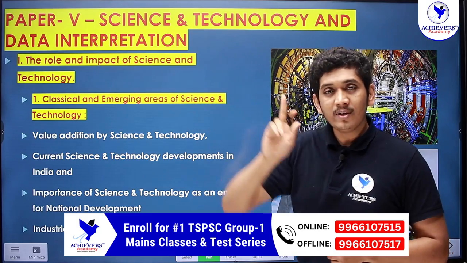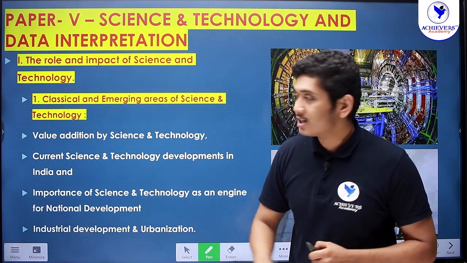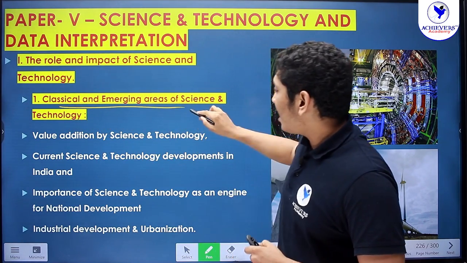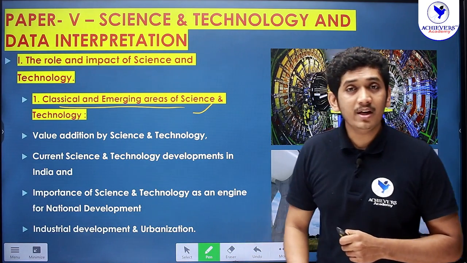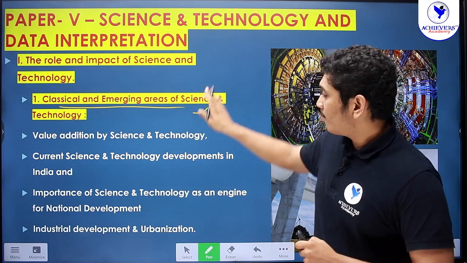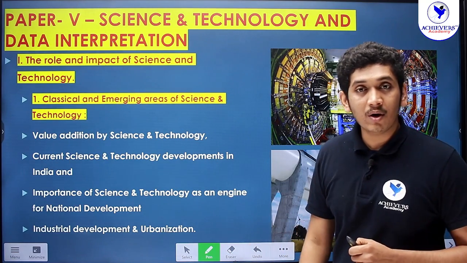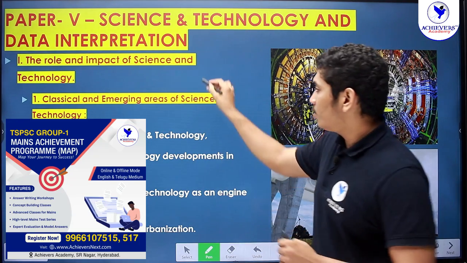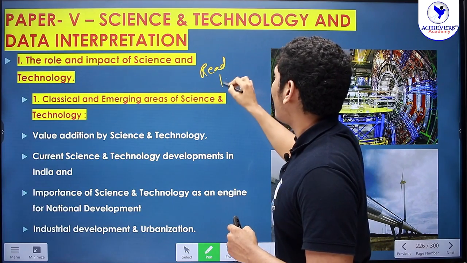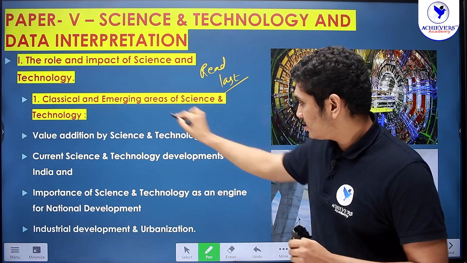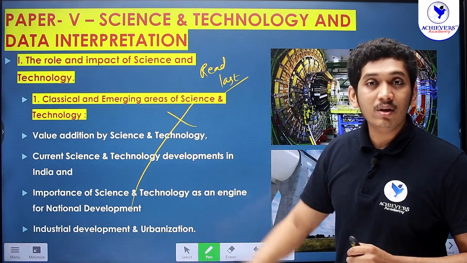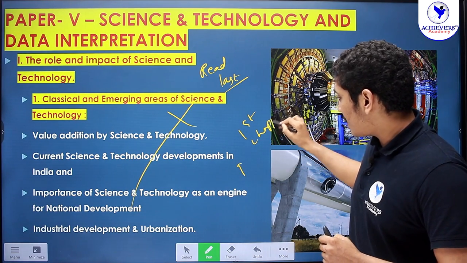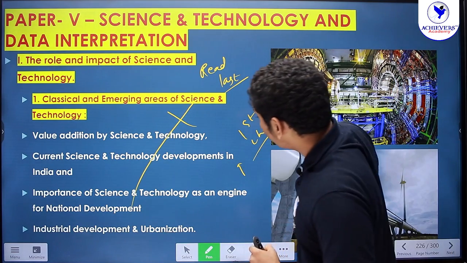Now the first chapter of science and technology, in the role and impact section, has the head topic classical and emerging areas of science and technology. I am not going to teach you anything about this now, because though this first unit is provided at the start of your syllabus, it should be read last. Never study this now, because whatever you learn in the other nine chapters, you will apply in your first chapter. So we will look at the first chapter at the end. Now I'm going to skip this.